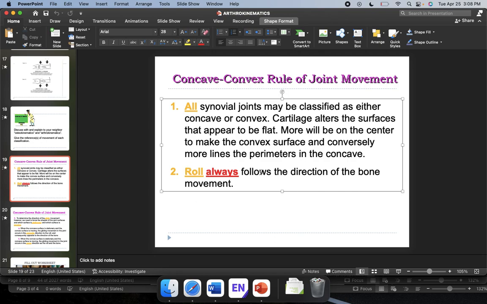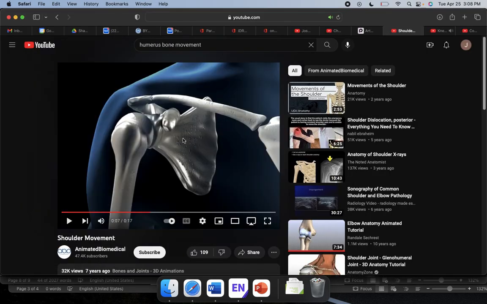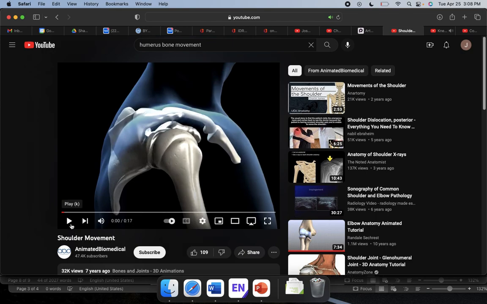Roll always follows the direction of bone movement. I'm going to say that one more time. Roll always follows the direction of bone movement. So I'm going to come back here to our shoulder, to the beginning.